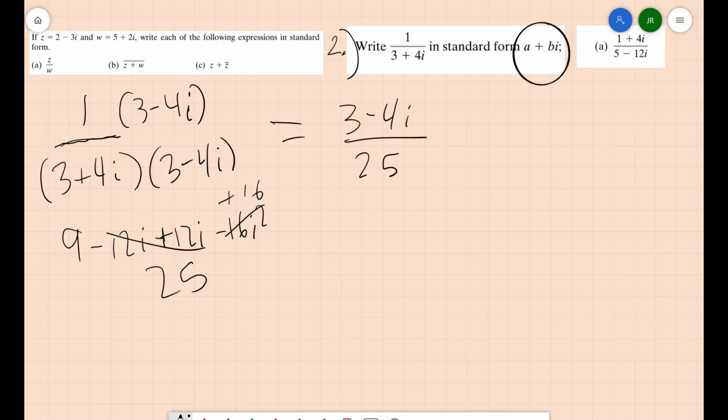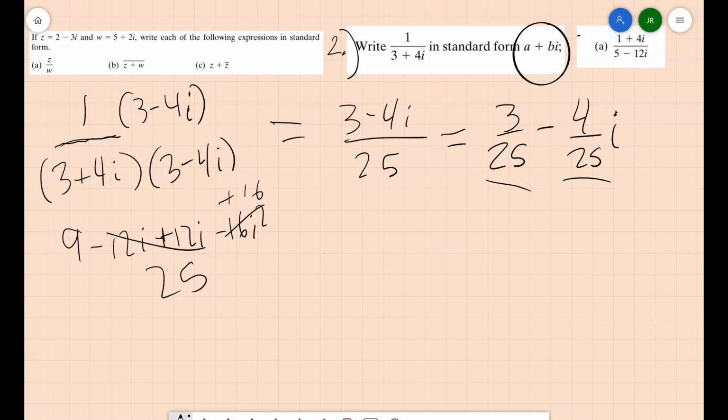Now, if I want to put it in a plus bi form, what I can do is split this up and put 3 over 25 and put minus 4 over 25 and then put the i right there. And that's the same thing, and I have now put it in a plus or minus bi form. Here's the real part, there's the a, and there's the imaginary part, the bi. All right, that takes care of number 2.